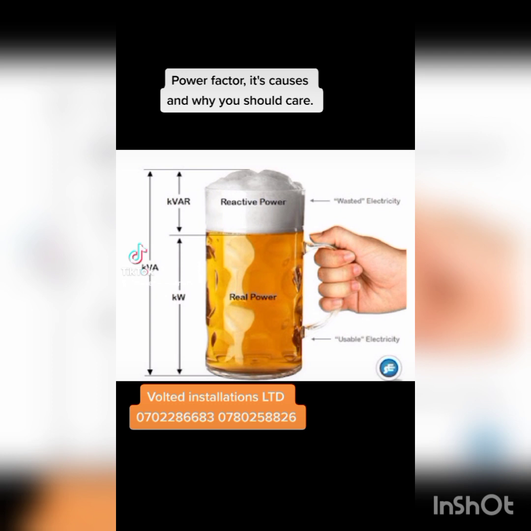So utility companies want you to have a power factor of 1, which is unity, because that means that you have zero wasted energy, which is the reactive power. It is ideally not possible, but it is the goal.